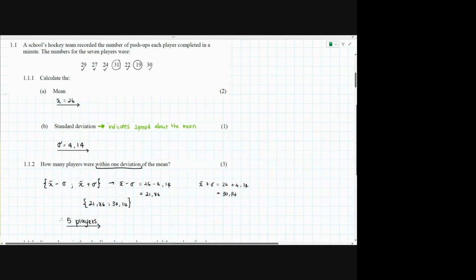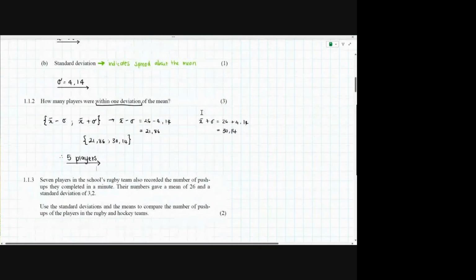Sometimes it says how many players fall outside of 1 standard deviation, and then it would be the 2 that we just identified. But read your question carefully in order to figure out what they're asking. Sometimes we say what percentage of data points fall outside of 1 standard deviation. It just depends on what your exam setter is feeling. So just read your question really carefully. And that's what I was saying earlier before we started: stats is about interpreting and understanding your questions.